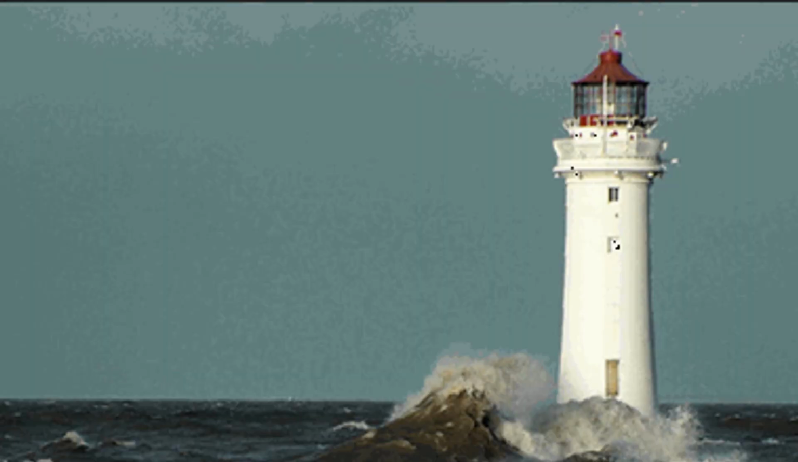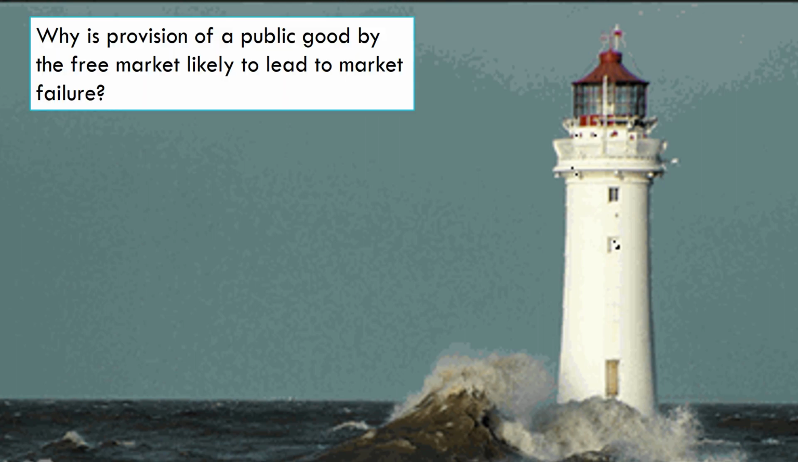Let's go and illustrate an example of the problem with these public goods. So why is provision of a public good by the free market likely to lead to market failure? Let's use an example here of a lighthouse. We've got a lighthouse on the left-hand side. It sends out its light.